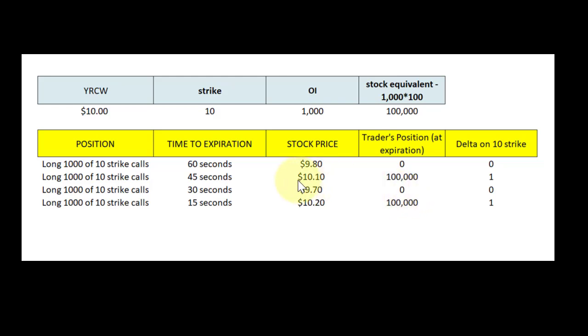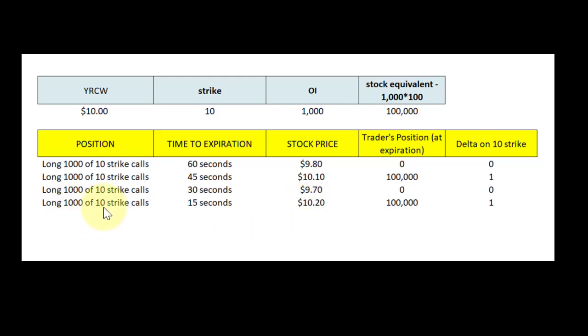But let's say they sold 100,000 here. The stock price went from 10.10, 10.05, 10, 9.90 because it knocked it down. Well, right here, the options are now worthless. But if we do a carryover from the previous example, you're short 100,000 shares. So you have to buy 100,000 shares. What's going to happen when you buy 100,000 shares of stock? 9.80, 9.90, 10, 10.10. Oh no, 15 seconds to go until expiration.